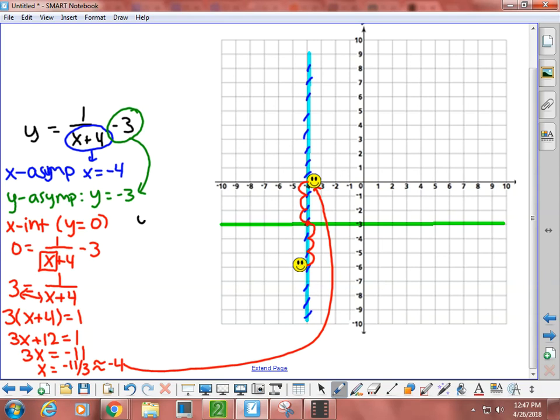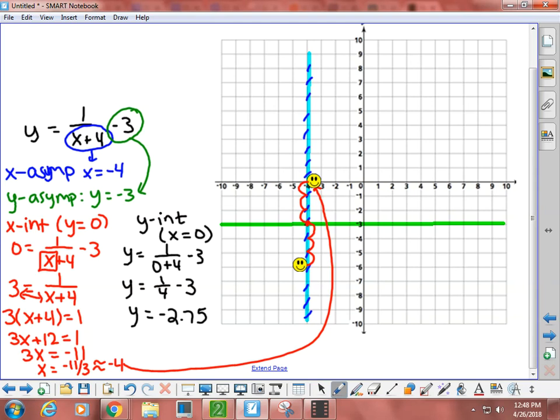So then I need my y-intercept. Well, what I do for that is say x equals 0. So if you plug that in, you do y equals 1 over 0 plus 4 minus 3. Well, that's just 1/4 minus 3. So that's going to give you a negative 2.75. Okay, so I go on the y-axis to negative 2.75, which is about right there. And I will go ahead and make that a star.